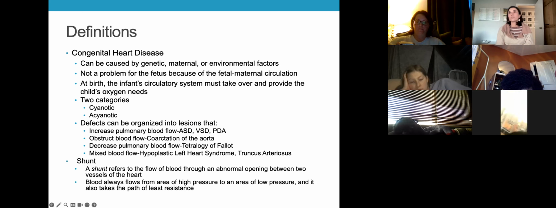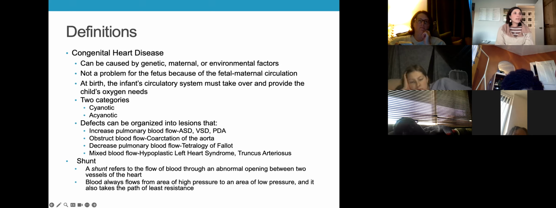So a lot of these disorders we don't realize until the child's born. At birth, the infant circulatory system has to take over and provide for the oxygen needs. So that's where we see a lot of the symptoms. So we have two categories of congenital heart disease. We have cyanotic, which are diseases that make you turn blue, and acyanotic are diseases that you stay pink.